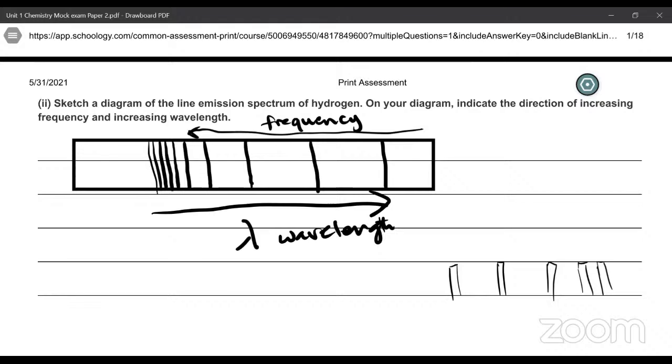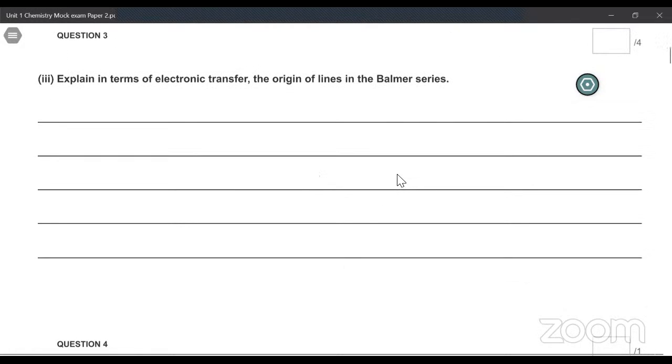All right. Now explain in terms of electronic transfer the origin of lines in the Balmer series. Now, first thing, I want you all to know, if you don't state that electrons move from high energy levels to n equal 2 specifically, you won't get your marks. That's what characterizes the Balmer series, right?